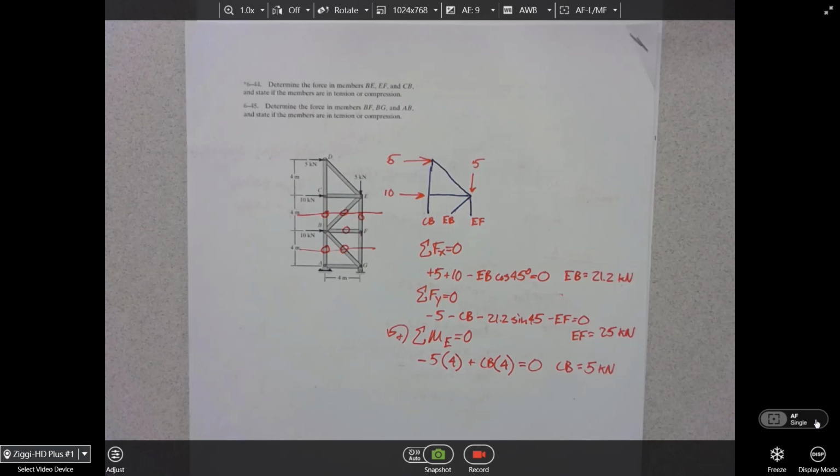I'm not a rocket scientist. Played one on TV once, but I'm not. CB is going to be what? Right? So then I can take that, substitute it back up in here, and we can figure out what EF is. Is it? That's what I got. I'm hearing 25 from the audience. 24.99. Okay. Method of sections. It's our friend.